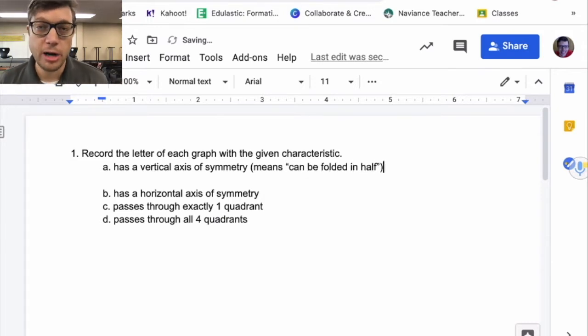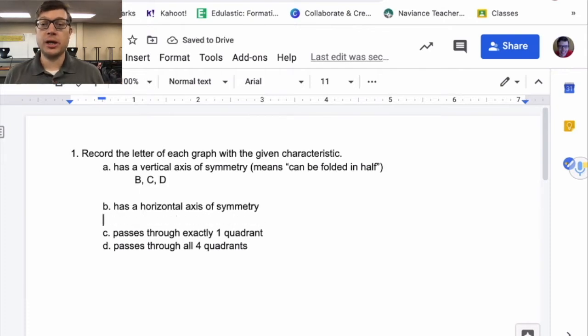The first question says, which of the graphs have a vertical axis of symmetry? That literally means that the graph can be folded in half. I wanted to point out, from the graphs on the PDF, that graphs B and C and D are graphs that you can fold vertically.